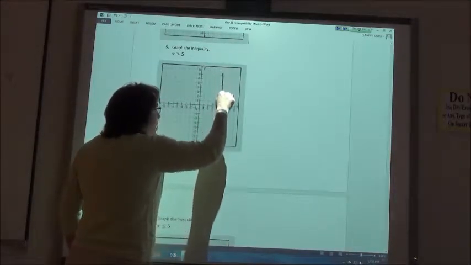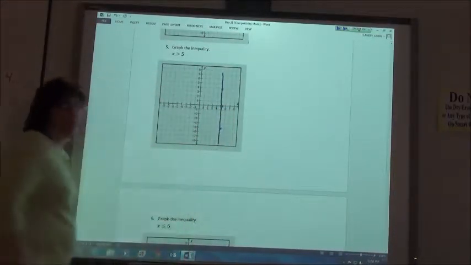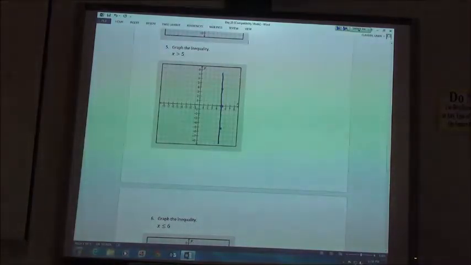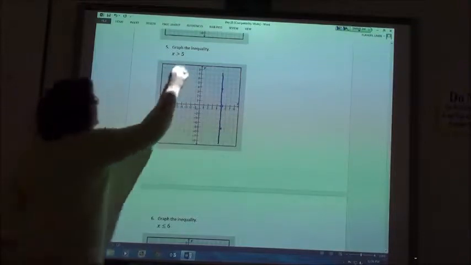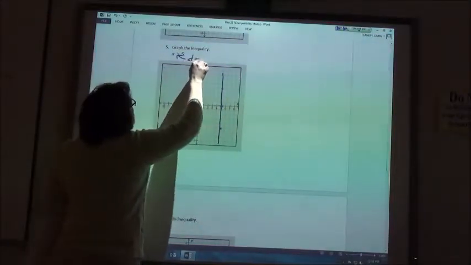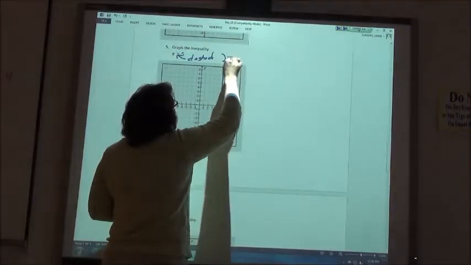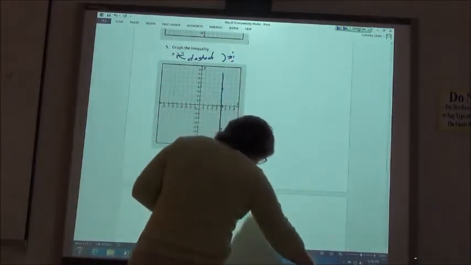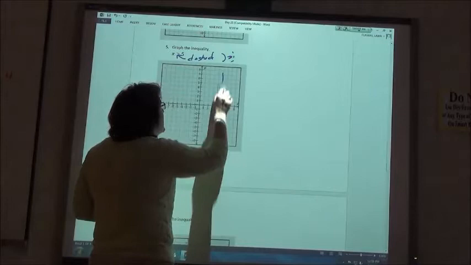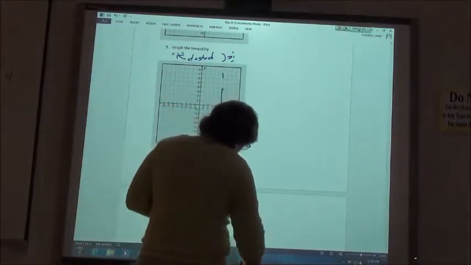Now when we draw it the first time, we have to draw the solid line in. Then we have to look to see if we have to change it. And yep, we have to change the line. This one has to be dashed because we don't have the equal to. So we use that little tool and click on our line, and then the line becomes a dashed line instead of a solid line.